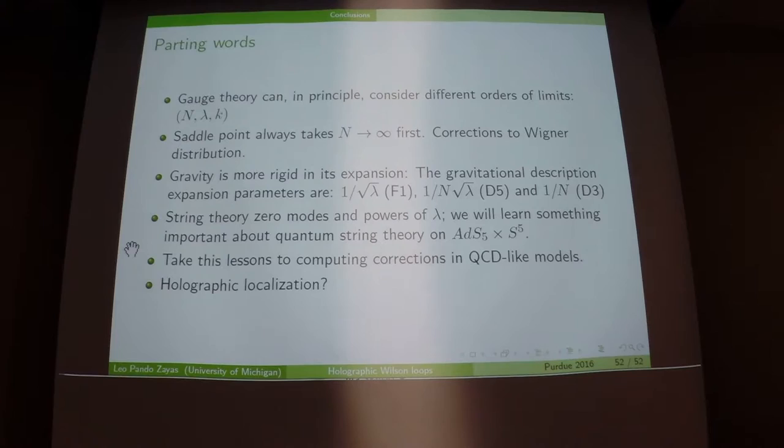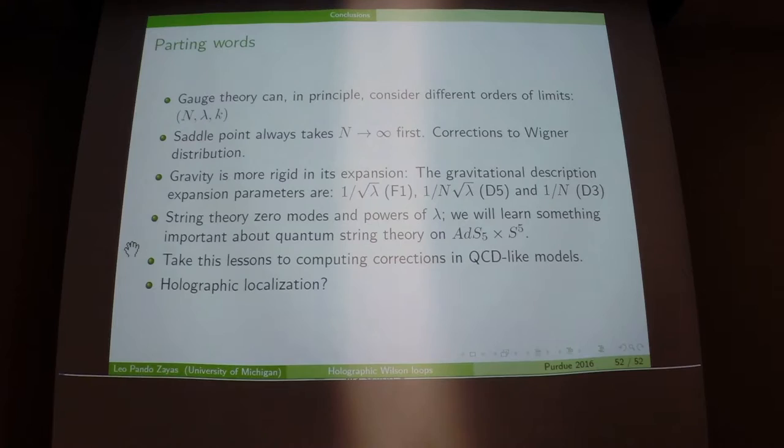So once we settle the story in the context of AdS5 x S5, we can take that lesson to confining field theories, for example, and maybe string theory is telling us that there's some correction to the Wilson loop in confining theories that we were ignoring. But for me, and again, I think this is the message that I want to leave you with, the most interesting thing is that I'm seeing hints of localization.